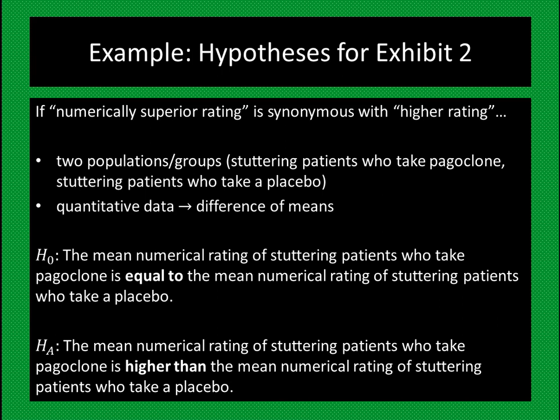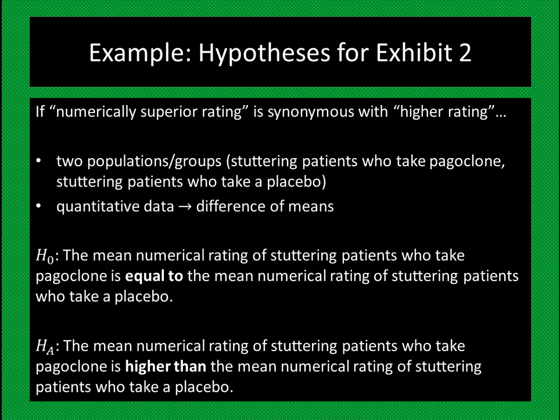What you're looking for generally, if you're comparing any kind of medicine or treatment to a placebo, is that you want to see if there's evidence that the medicine or treatment does better than the placebo. If numerically superior means higher, we're looking for evidence of a higher average numerical rating for the pagoclone group, because that would be evidence that pagoclone actually does something. What I've got here on the slide is basically how I want you to write the hypotheses out for the most part. Write out each parameter all the way. In my null, I have one parameter equal to the other parameter. And in my alternative, I have one parameter greater than the other parameter. Write them out like that.